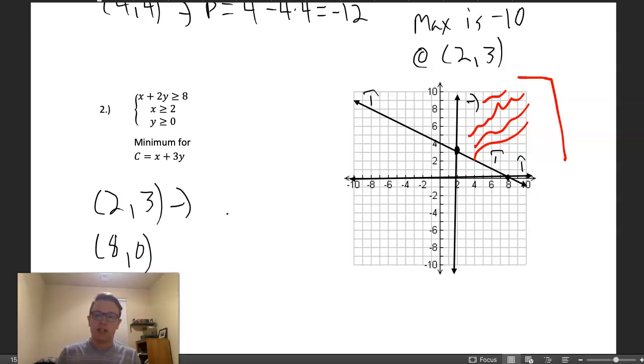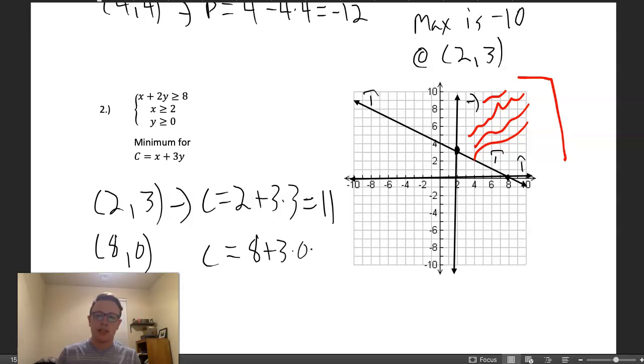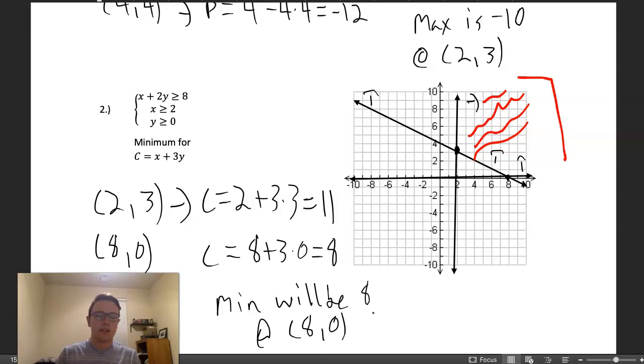For this one, we're going to substitute these in. So c is going to be equal to 2 plus 3 times 3, or 2 plus 9, which is going to give us 11. Whereas for the second one, c is going to be equal to 8 plus 3 times 0, so it will be 8. Meaning that our minimum will be 8, and that will be at the point (8, 0).